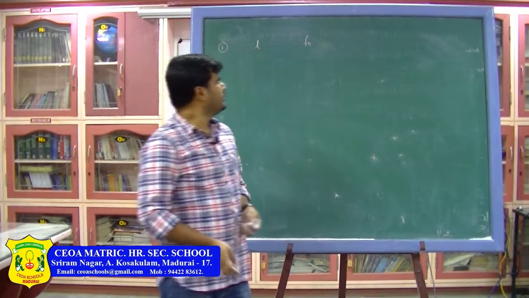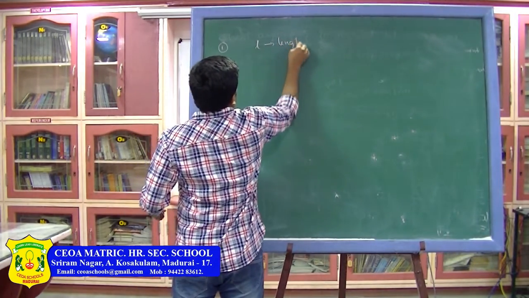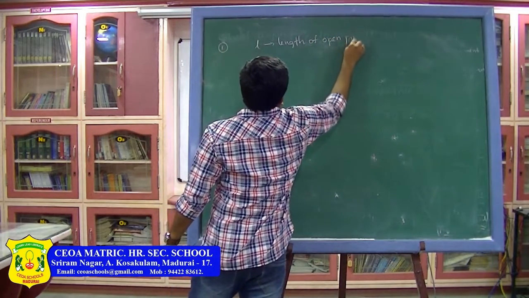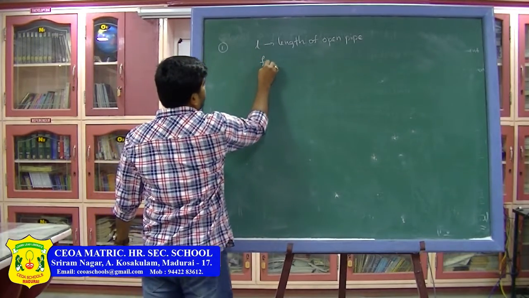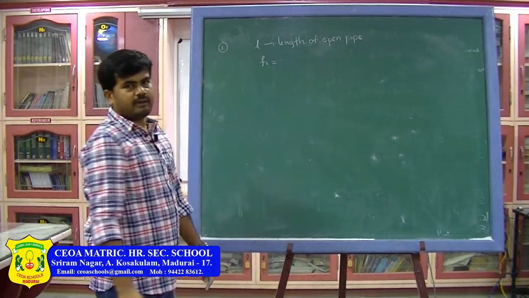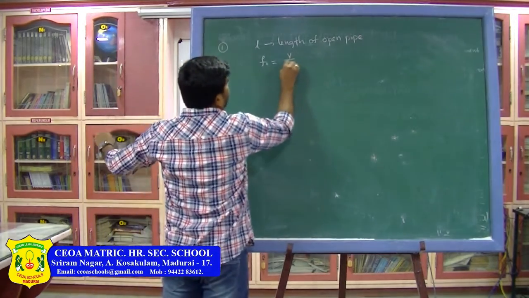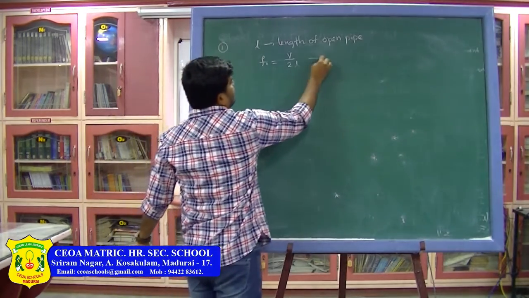That is the question. So, here L is the length of the open pipe, and its fundamental frequency is F0. We know that the fundamental frequency of an open pipe of length L is given by V by 2L, where V is the speed of sound in air. Call it equation 1.